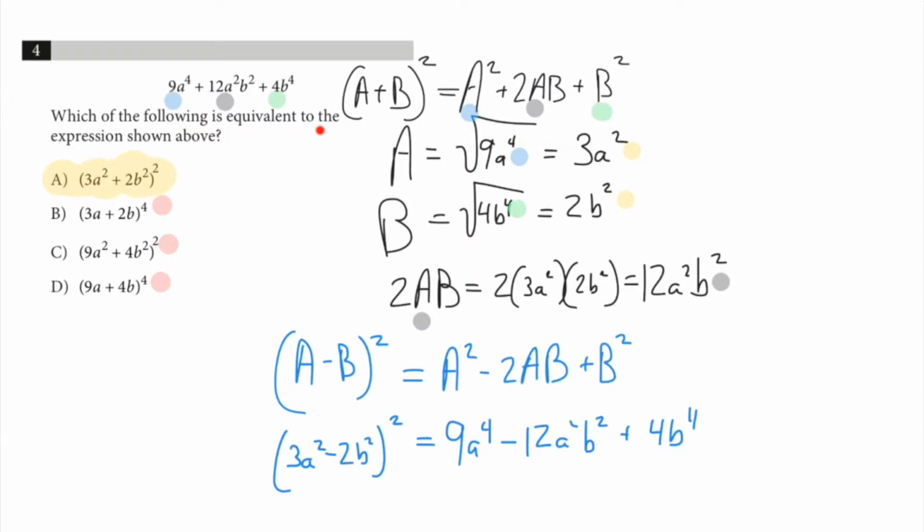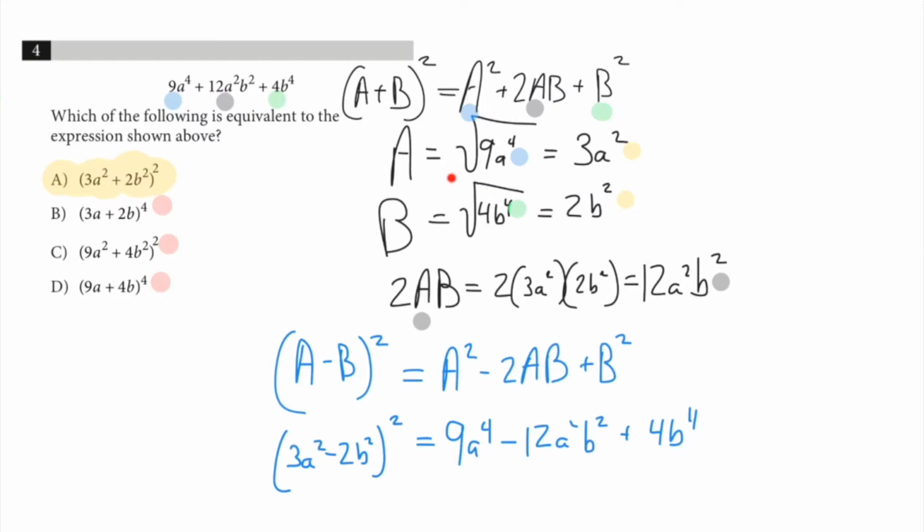Which of the following is equivalent to the expression that's shown above? We've got a blue term, a gray term, and a green term. And really, this looks a lot like a perfect square trinomial. Whereas, you have a plus b, and you square them. If you were to FOIL all that out, you'd get a squared plus 2ab, the O and the I term in FOIL add up, and then you get b squared.